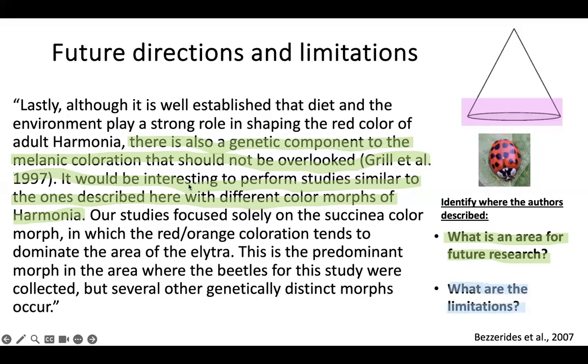At that same time, they note that they have limitations here, that they only focus on this one color morph, which was because they focused on a specific region. So I think they do a good job of linking their future research and limitations, to actually have that future research specifically address a limitation of theirs in their study, that they only had a limited number of color morphs because they only sampled a specific region.